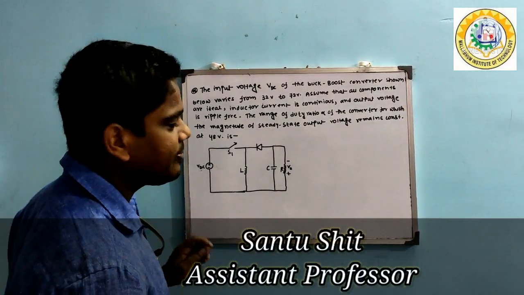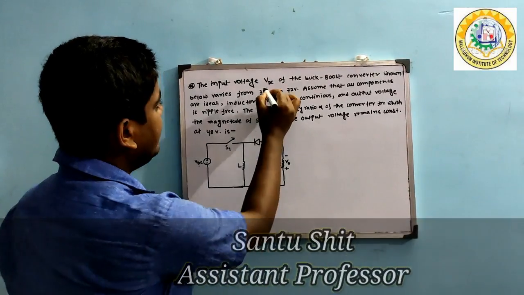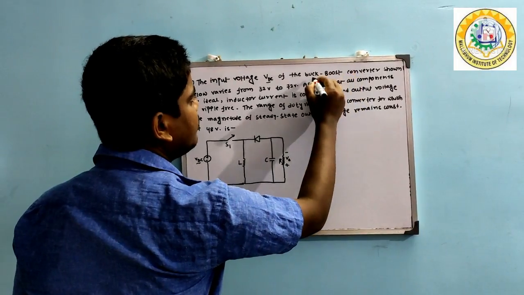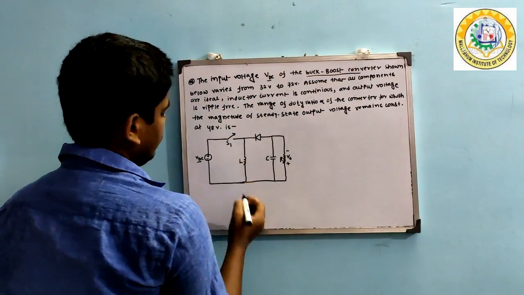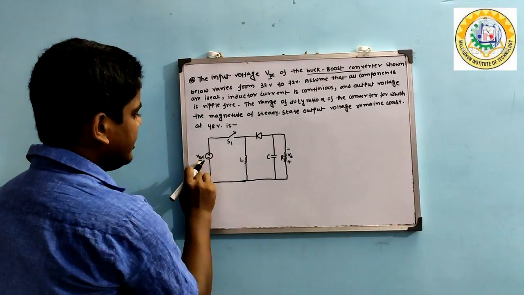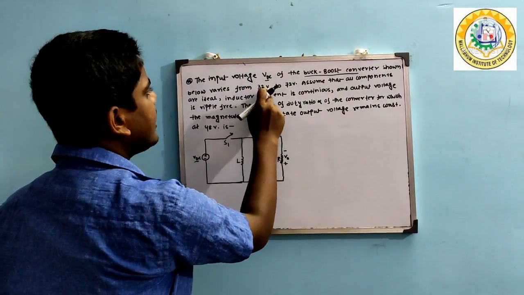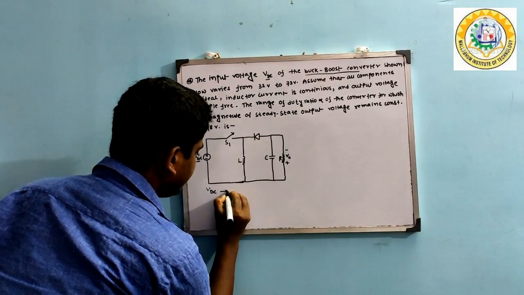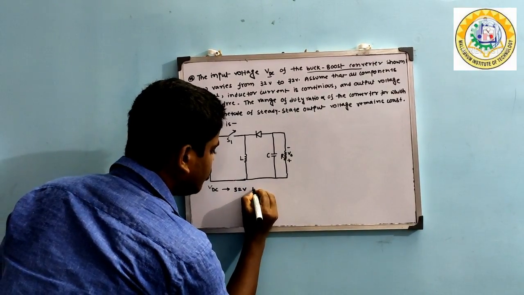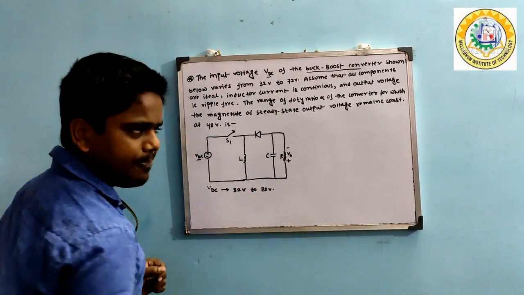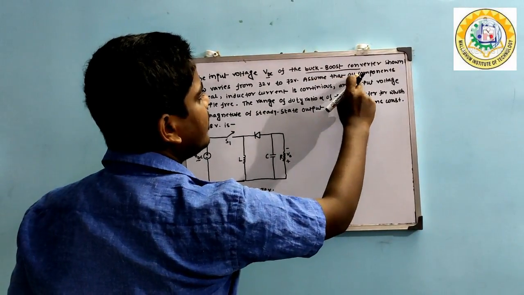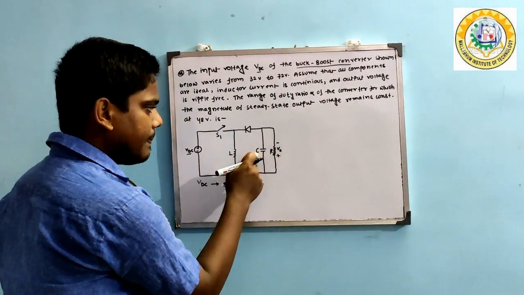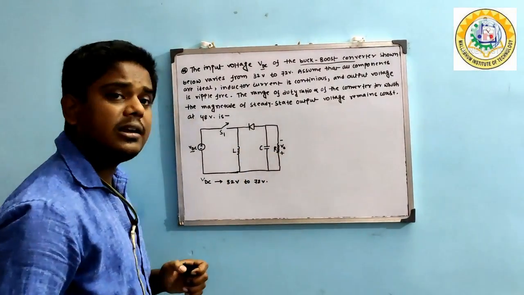Given in this question, the input voltage VDC of the buck boost converter shown below varies from 32 to 72 volt. That means VDC varies from 32 volt to 72 volt. Assume that all components are ideal. That means diode, capacitor, resistor, inductor are ideal.